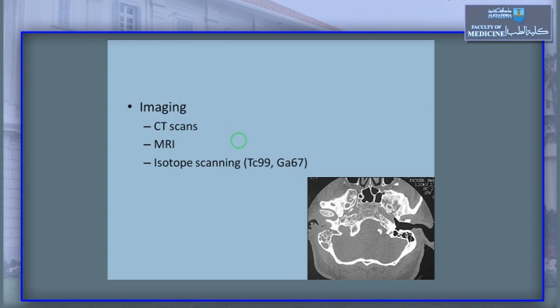And then one other test we can do is isotope scanning. Here we are giving radioisotopes. These radioisotopes will concentrate in the sites of inflammation. Technetium 99 will concentrate in the bone, and gallium 67 will concentrate in the white blood cells in the region of inflammation. However, these tests are expensive and they are not available everywhere, so we do them for selected cases, not for every case.